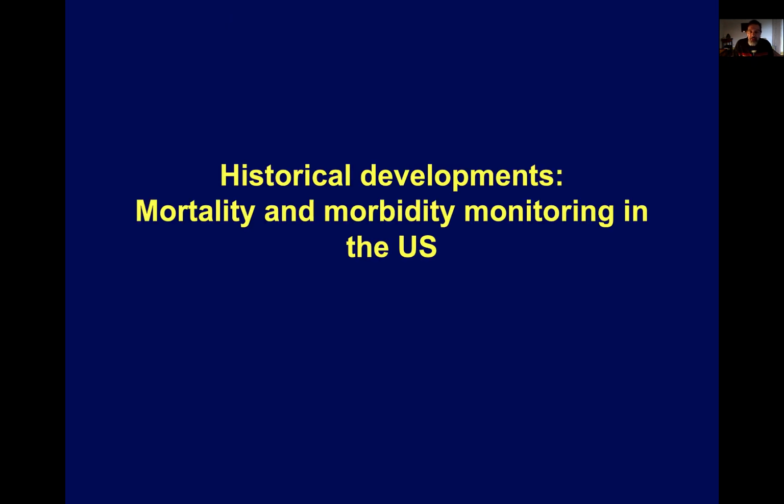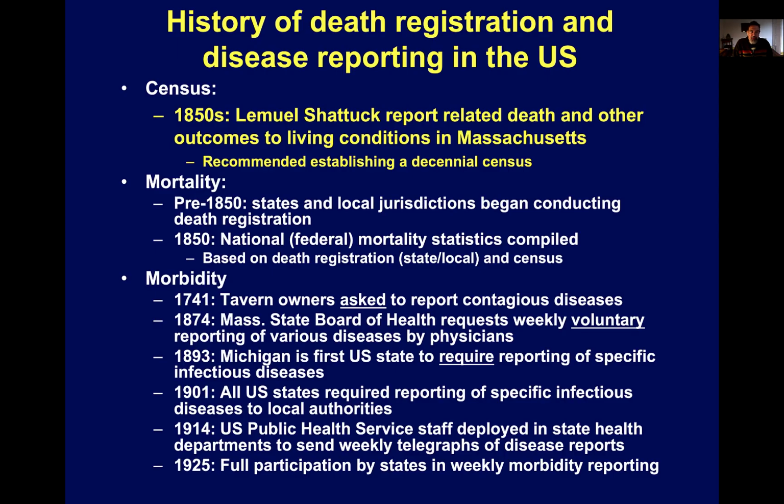So next, we're going to focus on historical developments in the United States related to mortality and morbidity monitoring. There was a study by Lemuel Shattuck that related death and other outcomes to living conditions in Massachusetts, and this was considered one of the first applications of social epidemiology. To do that, of course, you need denominator data like Snow used for calculating death rates due to cholera by district, and he recommended establishing a decennial census in the United States. So this was an important development, and that helped our ability to do more useful things with morbidity and mortality data.